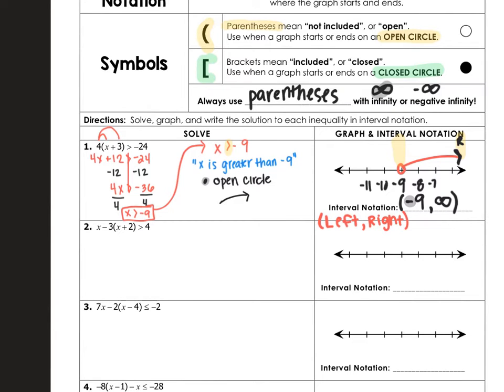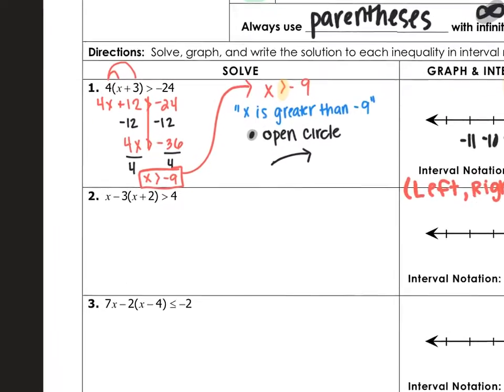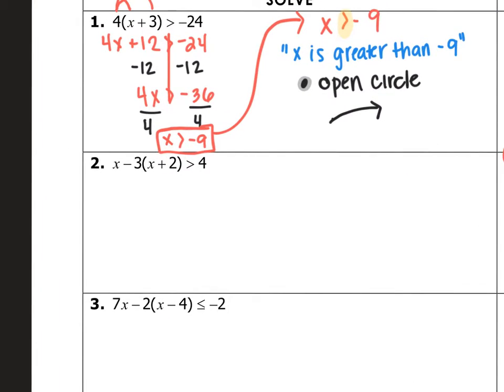All right, let's look at number 2. We first need to solve. So I'm going to start by distributing. Negative 3 times x is negative 3x. Negative 3 times 2 is negative 6. Bring down the x, bring down the greater than 4.